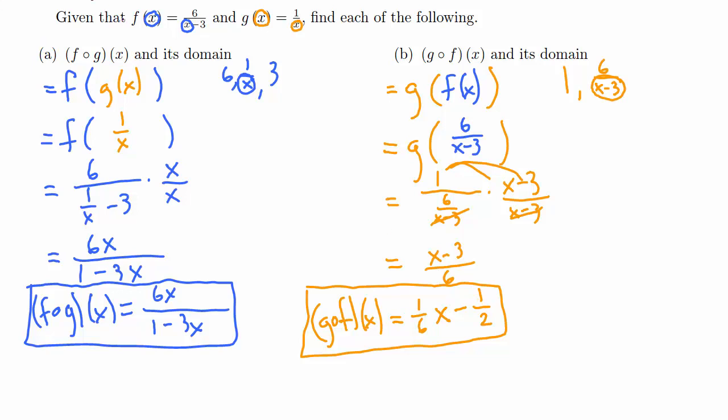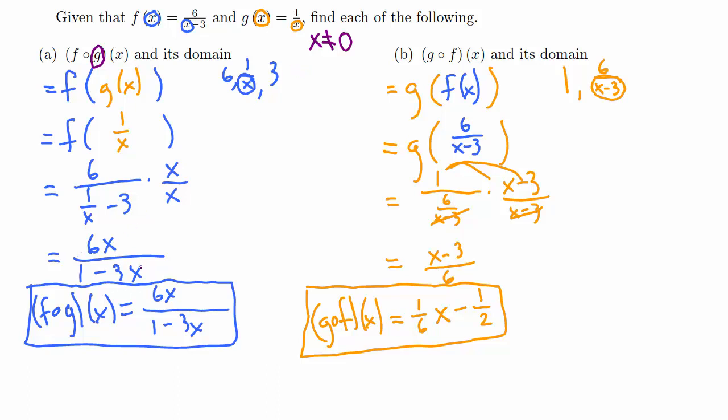Now we want to look at the domains. Look at f composed of g of x. Well, the second function that's listed is g. So what's the domain for g? Well, if you notice, g is a rational function with a denominator, which means that denominator cannot equal 0. And then you would solve that inequality. Notice it's already solved for x, so that just means that x cannot be 0.